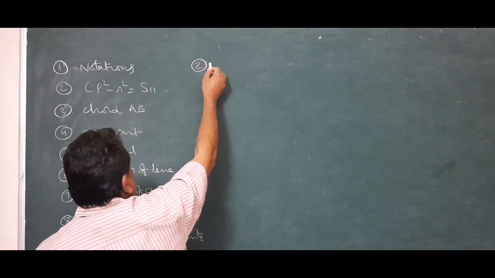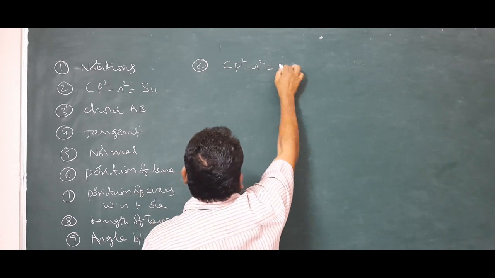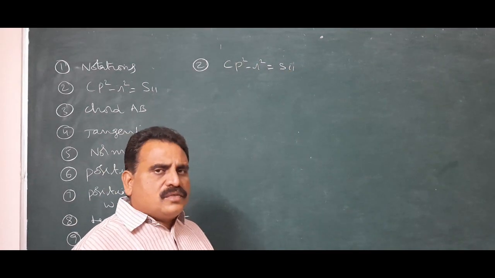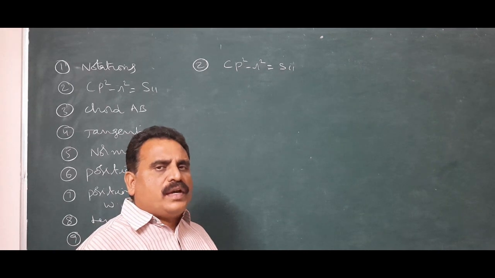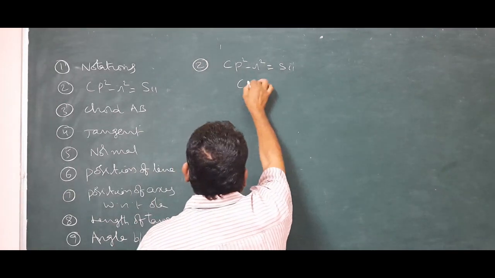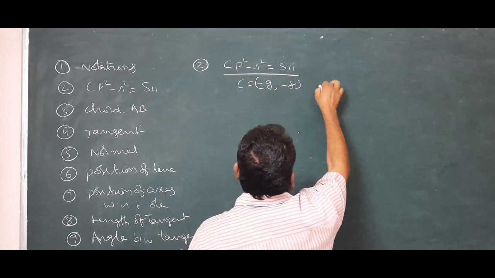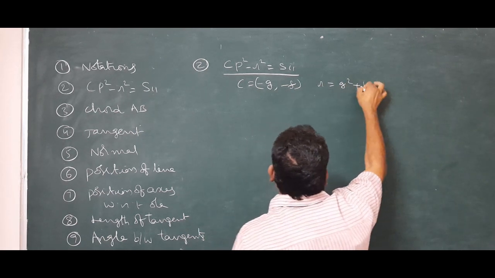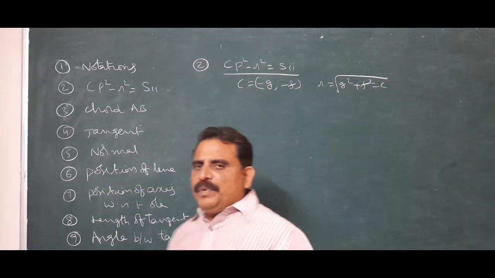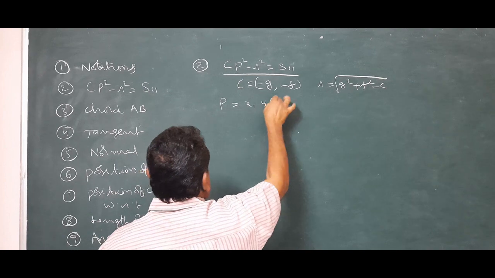CP square minus r square equal to S11. C is the center of the circle, r is the radius of the circle. S is x square plus y square plus 2gx plus 2fy plus c equal to 0. Center is (minus g, minus f). Radius is root of g square plus f square minus c. P equal to (x1, y1).